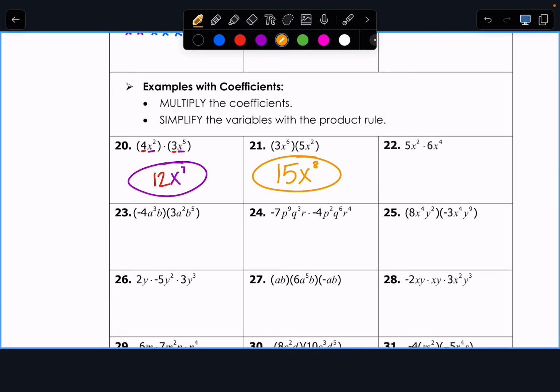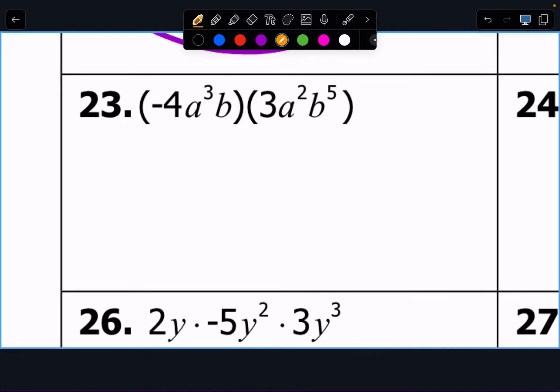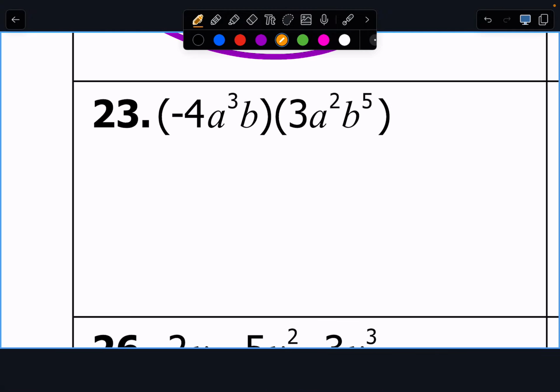Okay. Does 23 scare you? No, it doesn't. Oh, well, that's good. Okay. It shouldn't scare you. Okay. Emily, what are we going to do with -4 and 3? What kind of... negative 12?